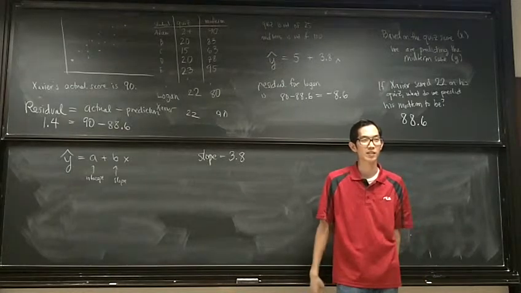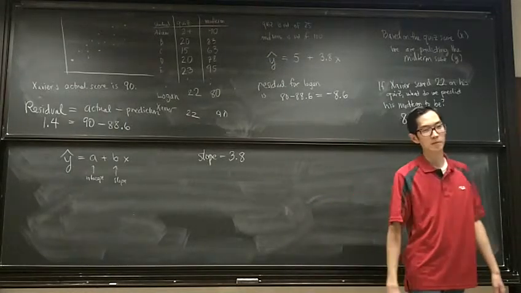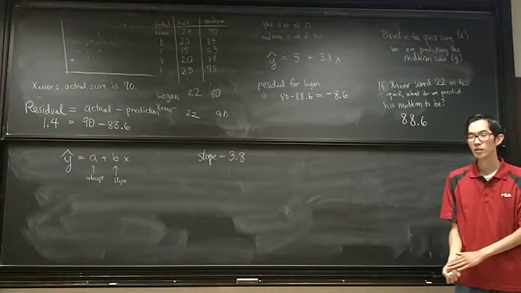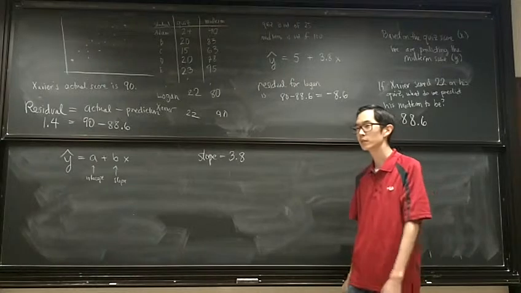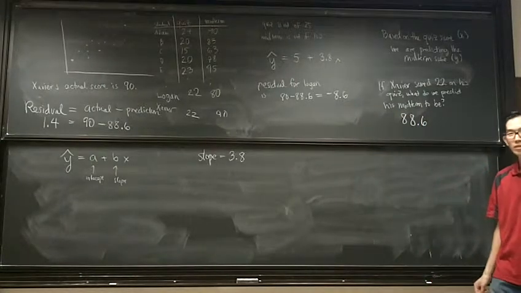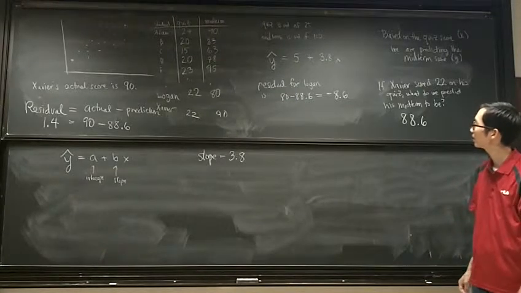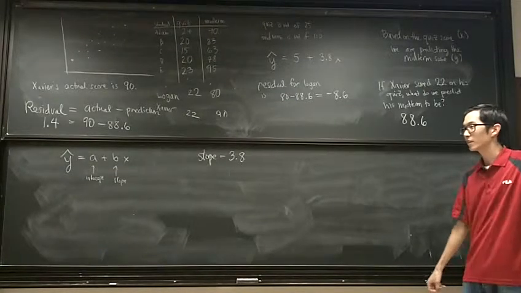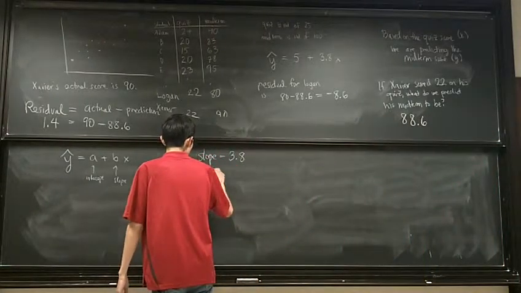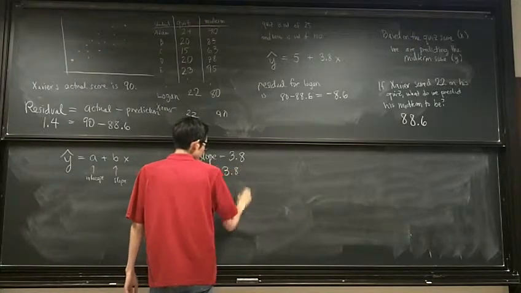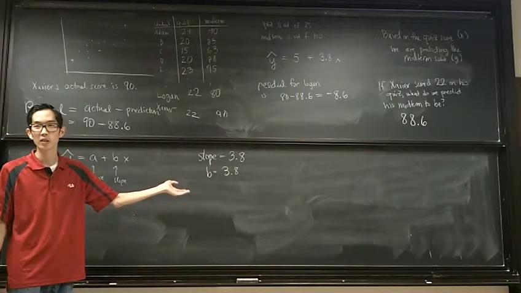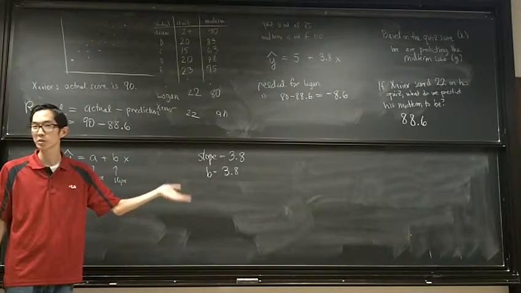Is that like the distance between the dots? The direction of the line. That's the direction of the line. The slope, this is our letter, B is equal to slope. B is equal to 3.8. What does it mean to have a slope of 3.8? What is the meaning of slope?